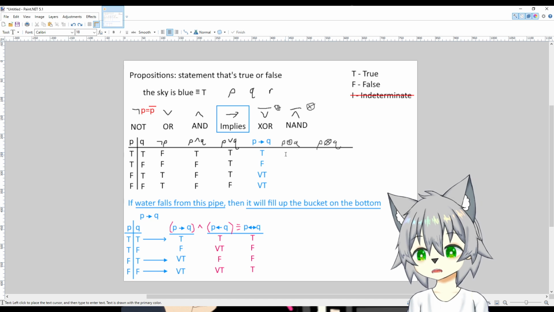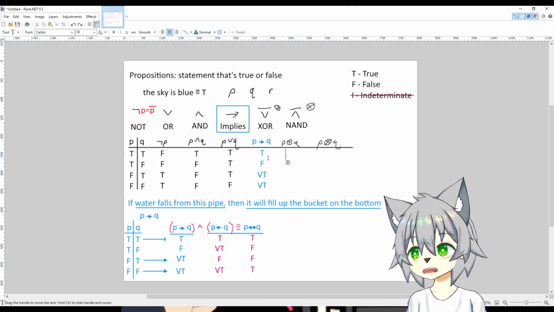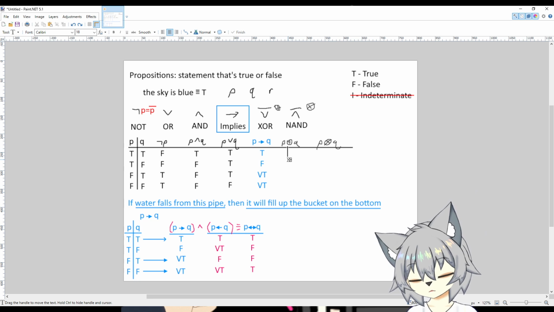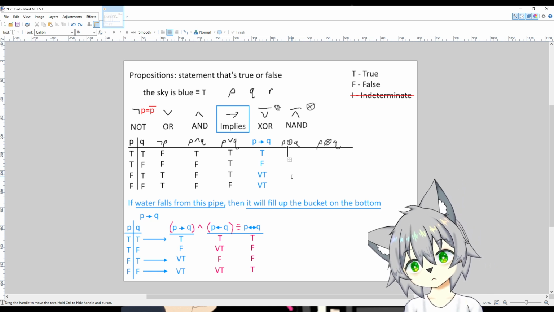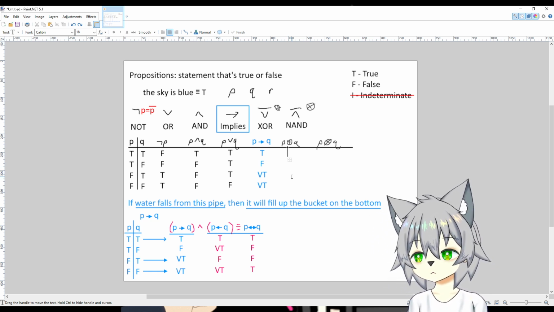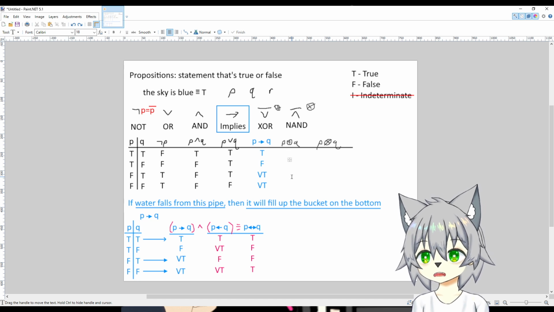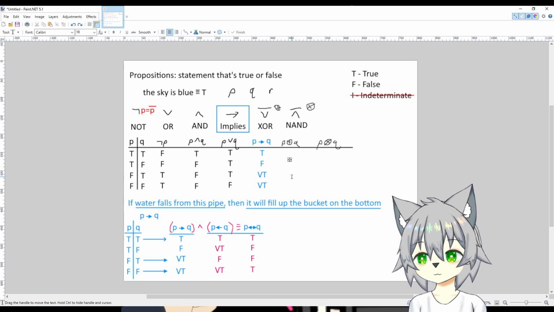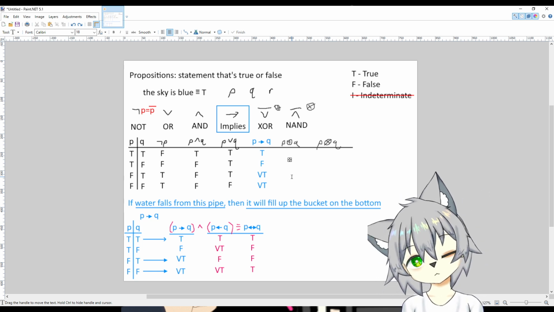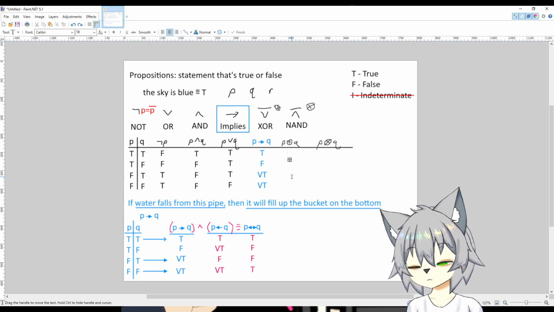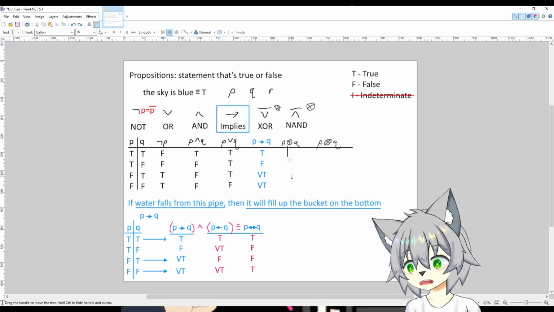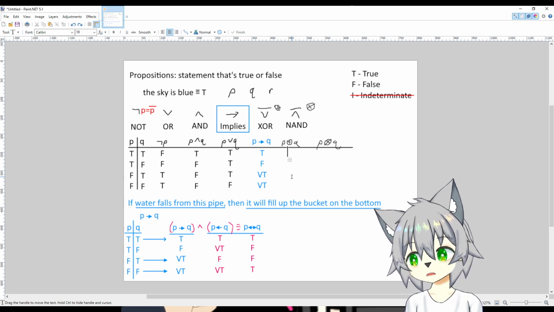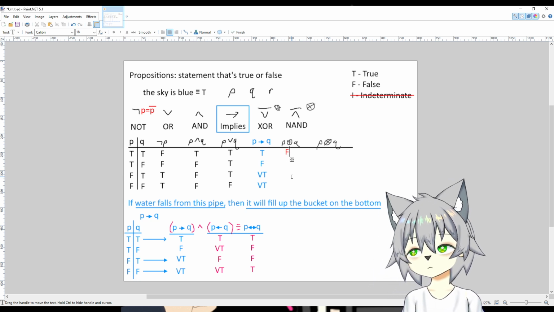And XOR, for what it's worth, is the exclusive or, also known as the exclusive disjunction, which is effectively true when only one of the variables is true. If both of the propositions have the same truth value, like P and Q are both true, then this entire statement is false.